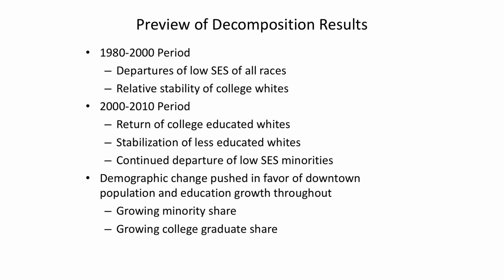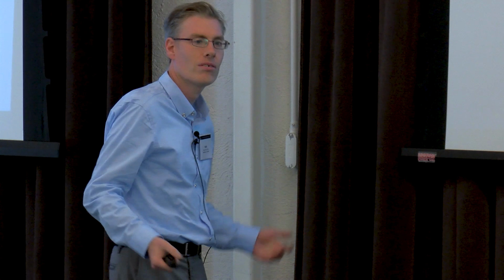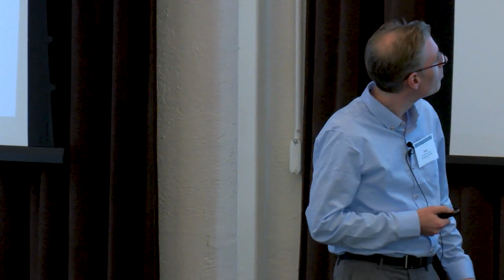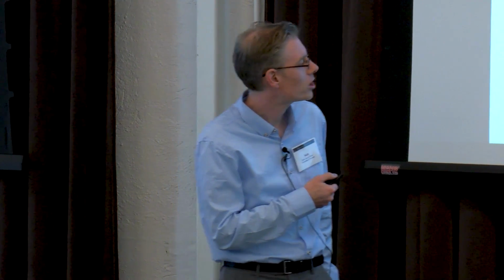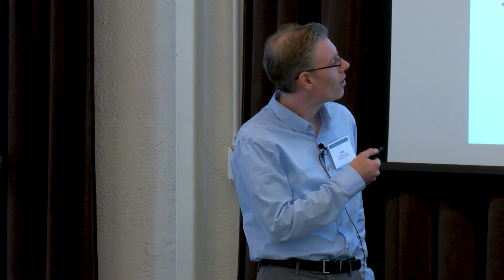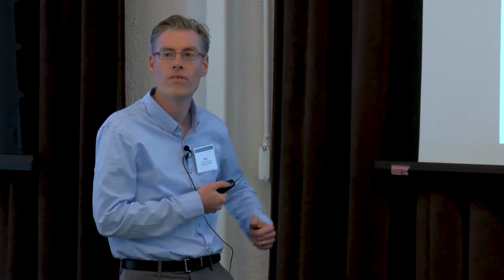So what I'm going to show you in the first decomposition, or as a result of it, is that in the 1980 to 2000 period, you had departures of low socioeconomic status whites, blacks, and others. Those are our 3 racial groups. But relative stability of college whites in downtown neighborhoods. And then since 2000, a return of college-educated whites. That's going to account for some of the growth in the white fraction. But stabilization of the departures of less educated whites is going to account for some as well, along with a continued departure of low socioeconomic status minorities.